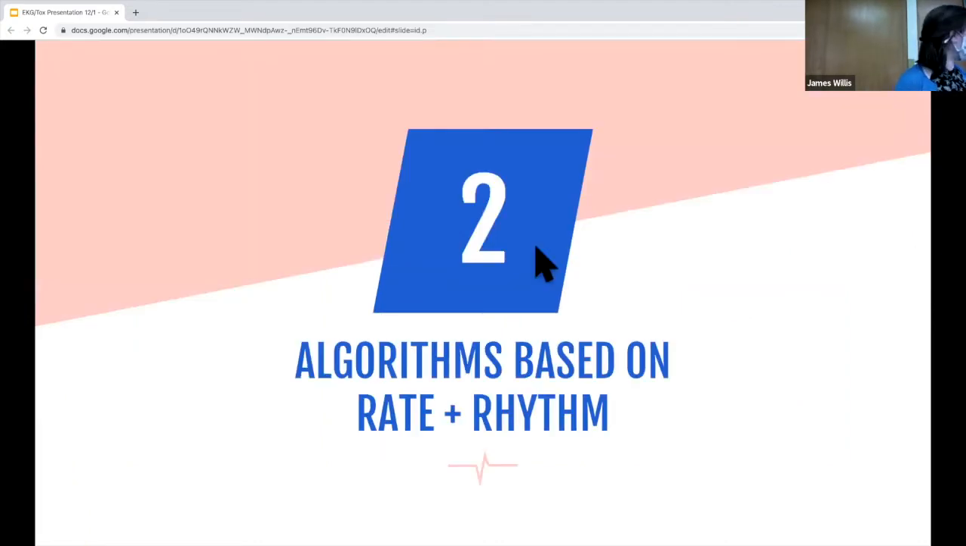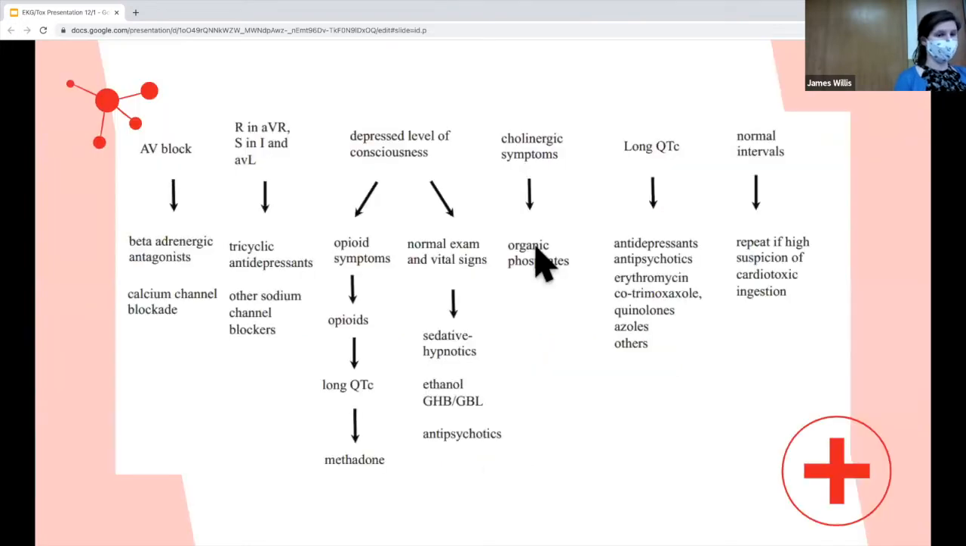So I'm gonna now put up 3 algorithms. They're from a paper that I'll show you. They're a little overwhelming, but I think they're useful on shift. So it's based on your rate and rhythm. So these are some medications that you'll see sinus rhythm with some subtle EKG changes, or if you notice, they also put up just some clinical findings. So if your patient has normal sinus rhythm, they're neither bradycardic or tachycardic. These are some things to consider.